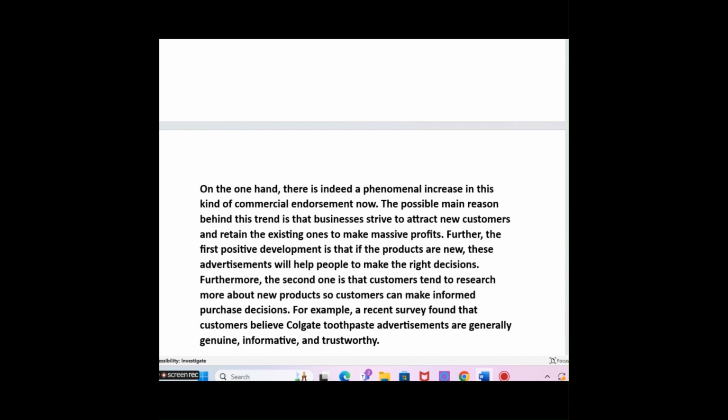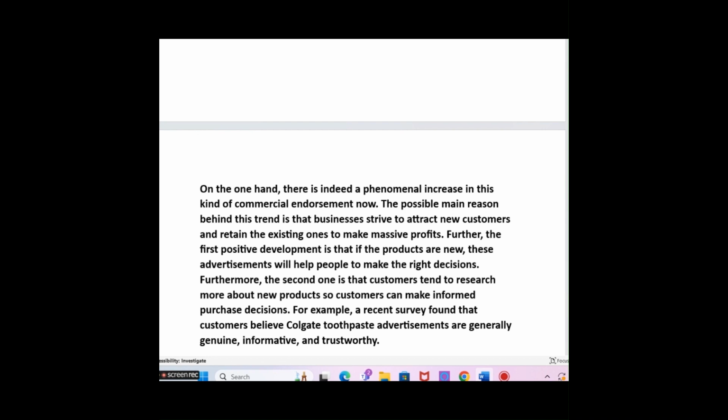The possible main reason behind this trend is that, this is a fixed template for giving any reason. Even you can use it for giving advantages like this: the possible main advantage behind this trend is that, in the place of reason put advantage. That is also useful for advantageous type of essay. Now we are giving the reason why, so we are addressing that part of the question. The possible main reason behind this trend is that, this is a fixed template. You can use it always.